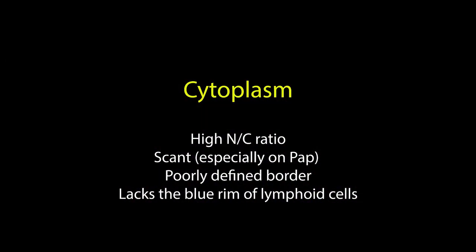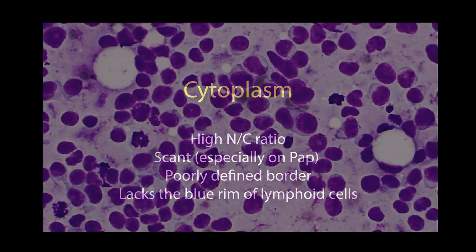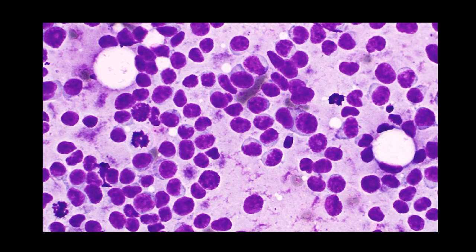Cytoplasm is usually very sparse on neuroendocrine tumours, particularly the poorly differentiated ones. So they have a very high NC ratio. Cytoplasm is very hard to see on a pap stain especially, and so it produces a very indistinct, poorly defined edge to the cell. And generally speaking, they don't have as well defined cytoplasm as lymphocytes, and they don't have that nice crescent of blue cytoplasm that you would normally see in a Giemsa stain slide of lymphoma. Having said that, my first example here looks a lot like lymphoma.